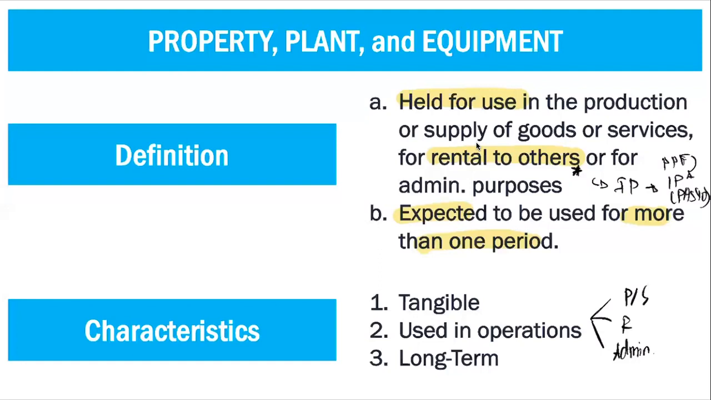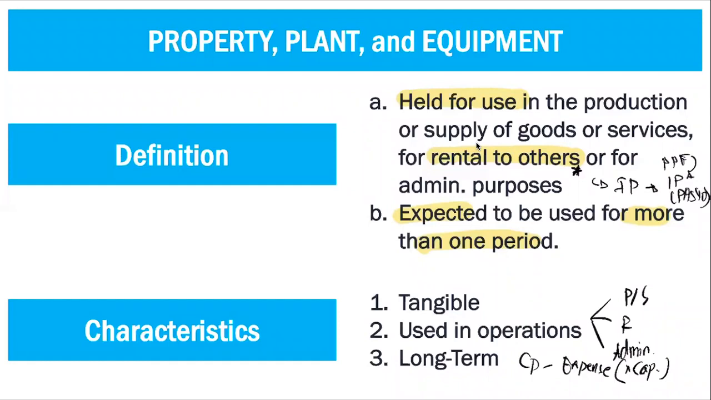Another characteristic is it must be long-term. Why? It must not be only used for the current period. Kasi for current period lang siya, i-expense mo siya. You will not capitalize it. Okay? So it must benefit the current and future periods.